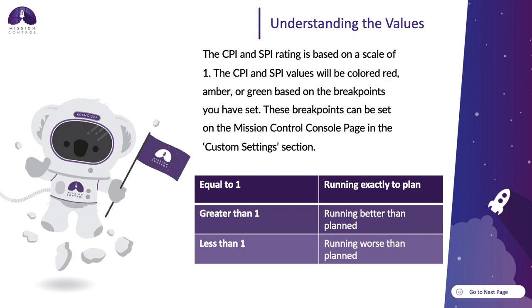If you have a rating that is equal to 1, then your project is running exactly to plan. If your number is greater than 1, then you're running better than planned. And if you're running less than 1, then your plan is not going as it should.